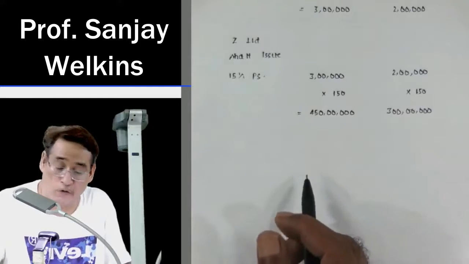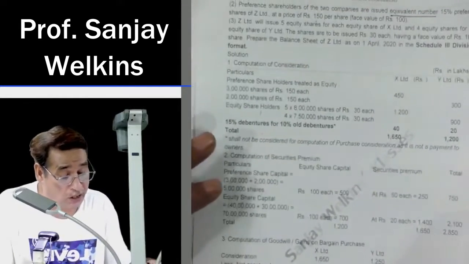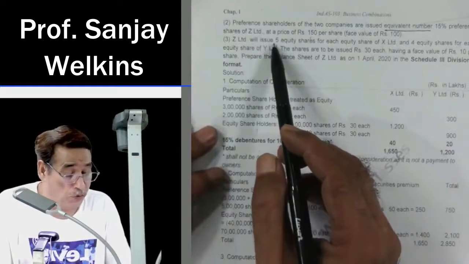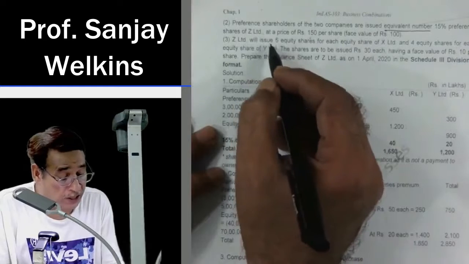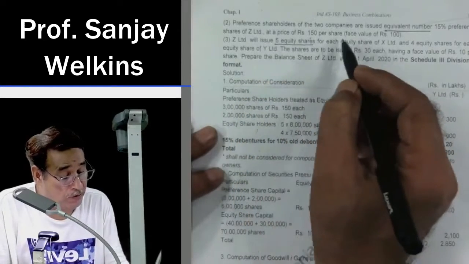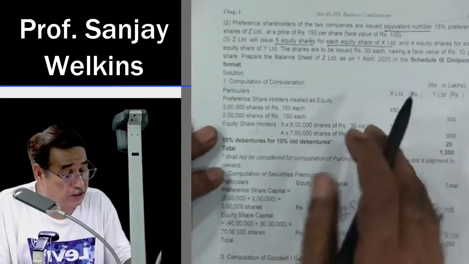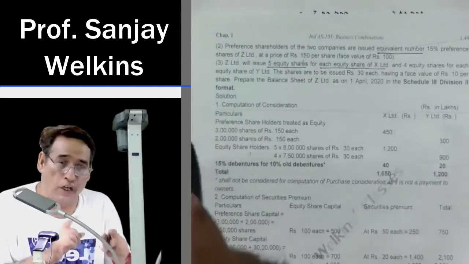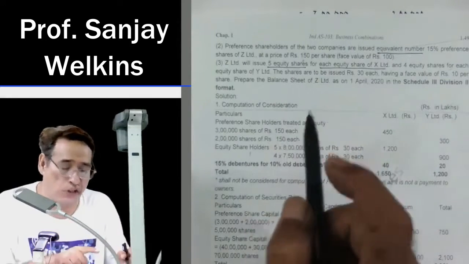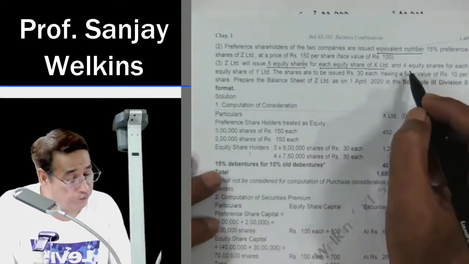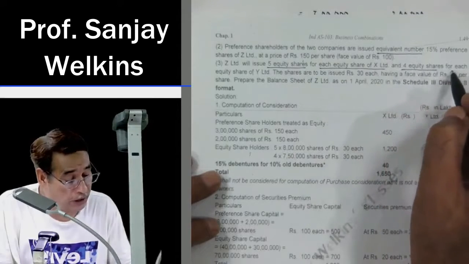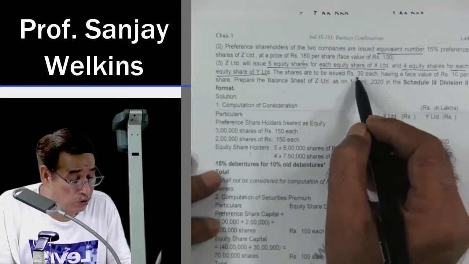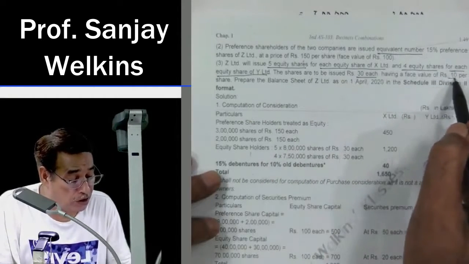So the first 2 points were quite tricky. I told you it's a pretty long and hard question. Third one, Z Limited will issue 5 equity shares for each equity share of X Limited. Z Limited, the issuer, the acquirer, will issue 5 equity shares for each equity share of X Limited and 4 equity shares for each share of Y Limited. And these shares are to be issued at the rate of 30 even though the face value is 10.